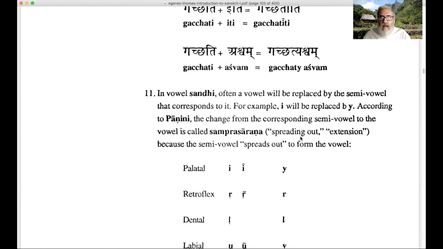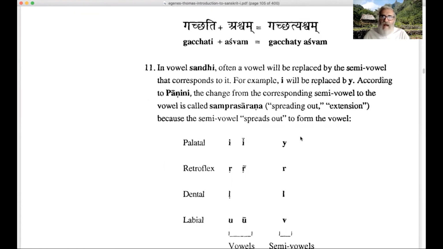Okay, so in vowel sandhi, often a vowel will be replaced by a semi-vowel which corresponds to it, right? This is what I mentioned before. The I becomes ya, the ri becomes ra, like that. The u becomes va. The lri will become la, but that's very rare. So for example, I is replaced by Y.